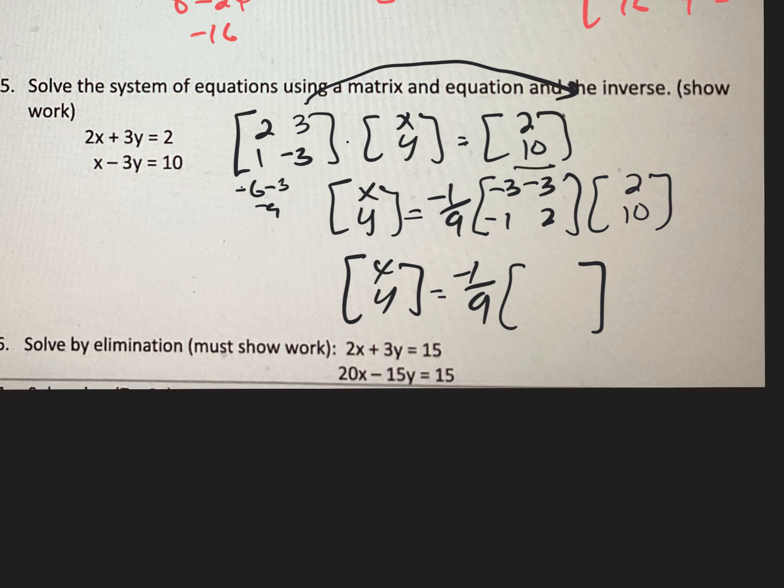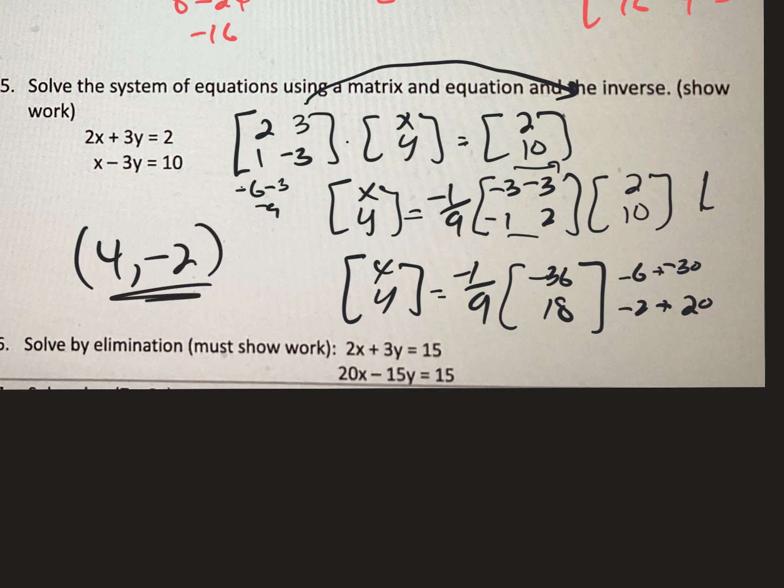We're going across and down. So I'm going to do negative 3 times 2 is negative 6. Negative 3 times 10 is negative 30. So I'm doing negative 6 and negative 30, which is negative 36, which I love because 9 goes in there. And then across and down on the bottom row, negative 2 and positive 20, which I love because that's 18. So my final answer, if I take negative 1/9 of negative 36, I get 4. And if I take negative 1/9 of 18, I get negative 2. And there you have it.